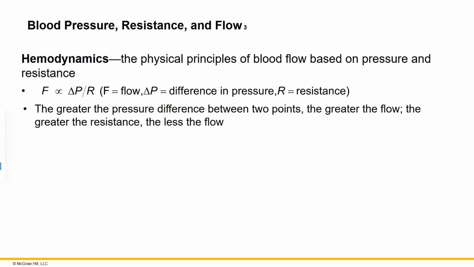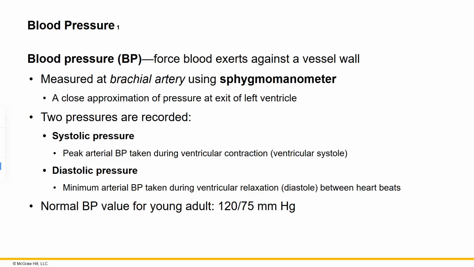Hemodynamics, the physical principles of blood flow based on pressure and resistance. The greater the pressure difference between 2 points, the greater the flow. The greater the resistance, the less the flow. Blood pressure is the force that the blood exerts on a vessel wall. It's measured at the brachial artery using a sphygmomanometer, a close approximation of pressure at the exit of the left ventricle.